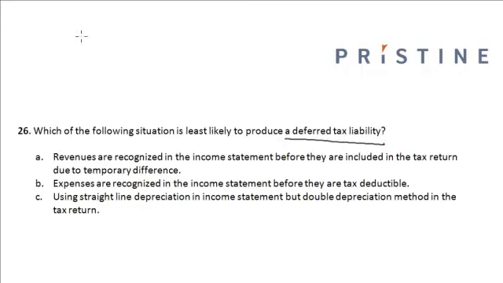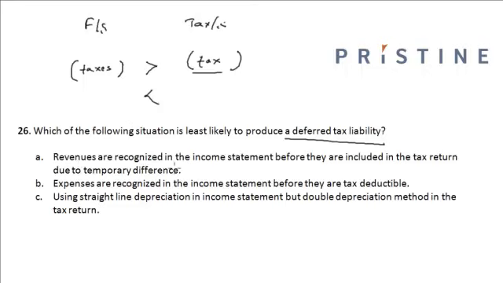Now, we have already studied that a deferred tax liability is created when the taxes recognized in the financial statements are greater than the taxes recognized under the tax statement. So if this situation happens, then a deferred tax liability is created. Otherwise, if the reverse is true, then a deferred tax asset is created. So let us look at all the options one by one.